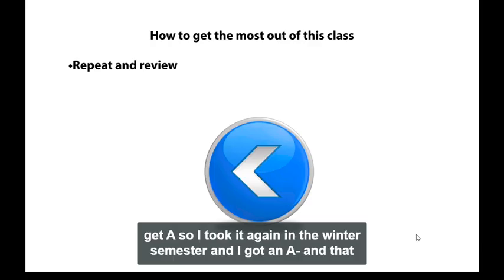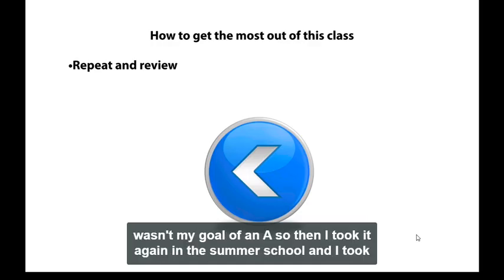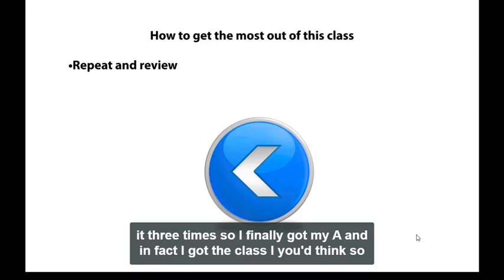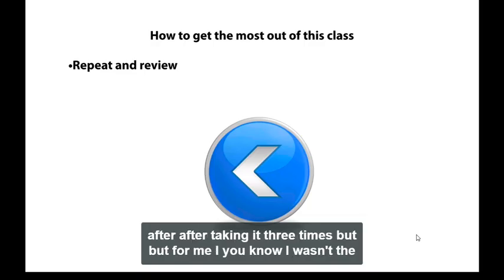So I took it again in the winter semester, and I got an A minus, and that wasn't my goal. So then I took it again in the summer school, and I took it 3 times, and I finally got my A. And in fact, I got the class. You'd think so after taking it 3 times. But for me, I wasn't the brightest kid.